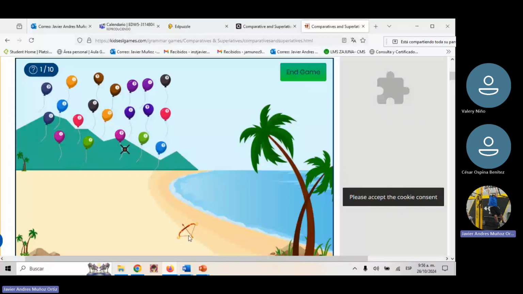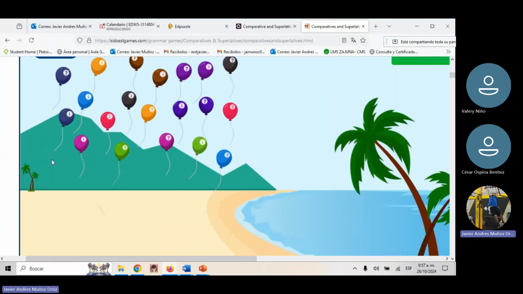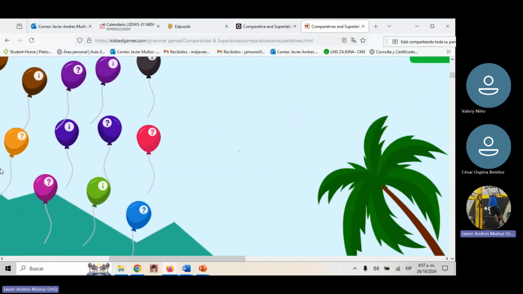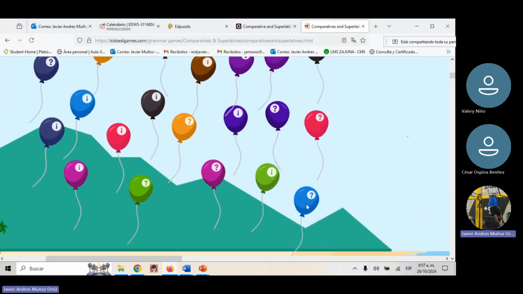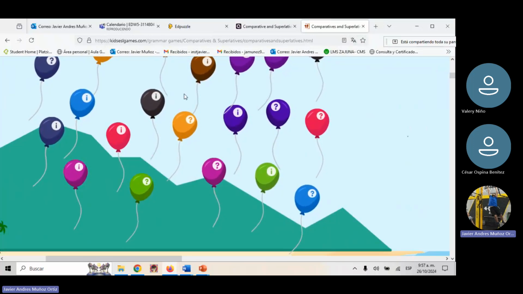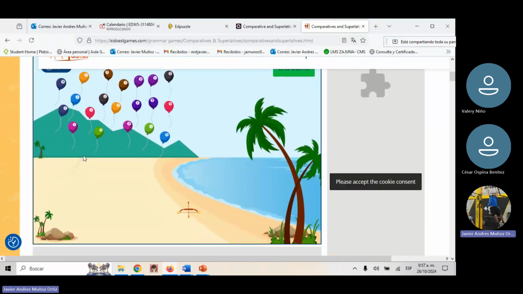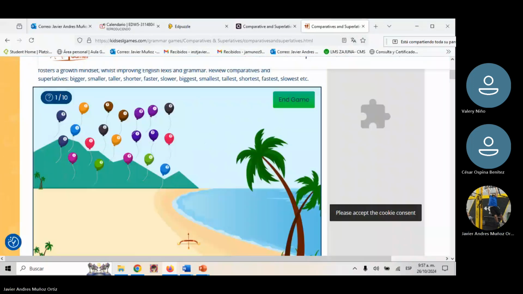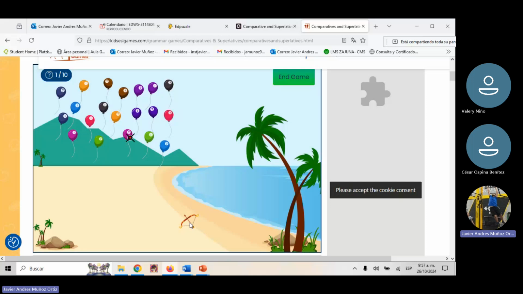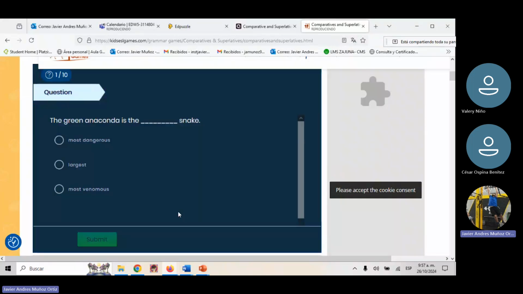To be able to throw the arrow with your bow, you will have to aim at the balloons that have a question mark. So look, we have question marks here, here, here, here, here, here, and so on. But we don't have to shoot those other balloons. So you have to locate the mouse over the arrow and bow, shoot the arrow, and answer the question according to the reality.